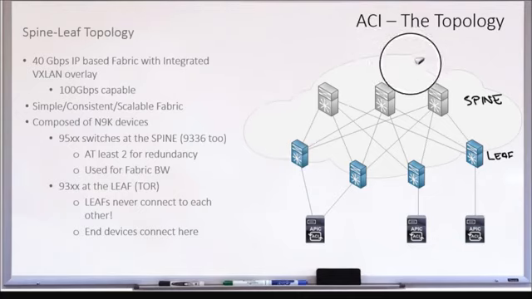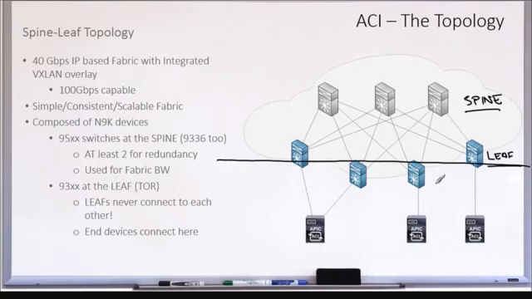So let's get rid of these. Again, these are going to be our spines and our leaves. What you'll see with ACI is that typically all of our layer two is going to stop right here with these leaves. So everything layer two will be down here. Let's draw in some happy little blue links. These would all be layer two connections.